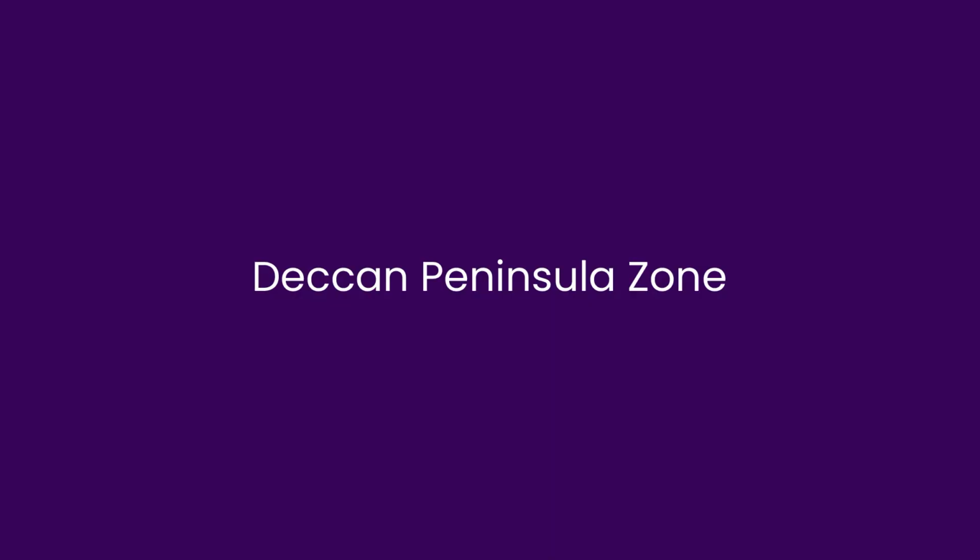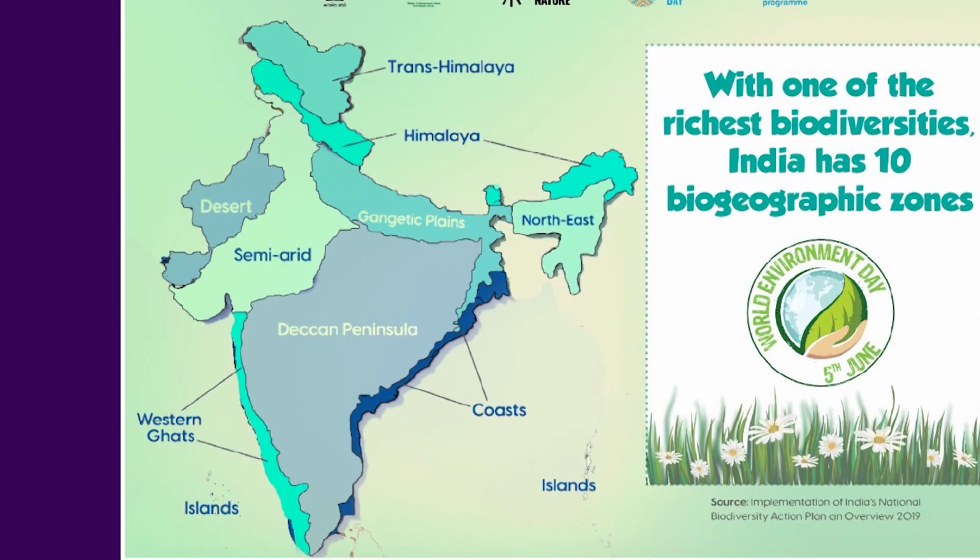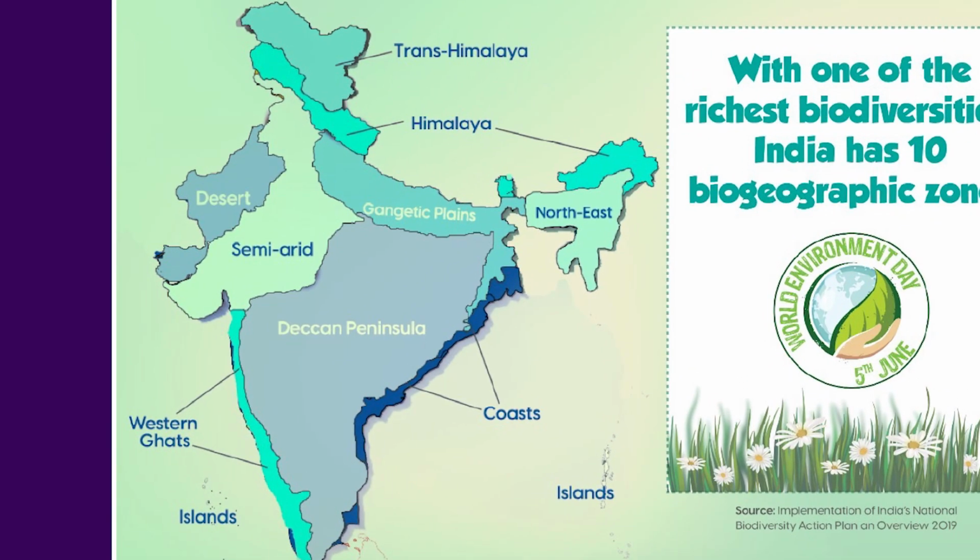The Deccan Peninsula zone covers much of southern India. It features a mix of forest, grassland and plateaus. This zone is home to diverse wildlife, including elephants, tigers and various bird species. The Deccan Peninsula is characterized by its unique geology and varied landscape.